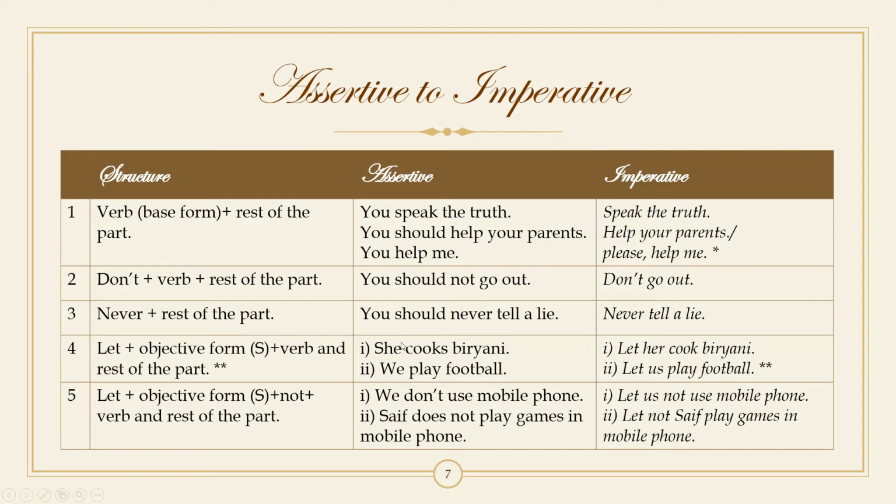Now third person and first person, that is rule number 4. She cooks biryani, and the imperative form is let her cook biryani. So the structure that is used: let plus objective form of subject plus base form of verb and rest of the part. So at first let, then the objective form her. Her is the objective form of the subject she, and cook is the verb, and biryani. We know that the base form of the verb is cook, and the rest of the part is biryani.